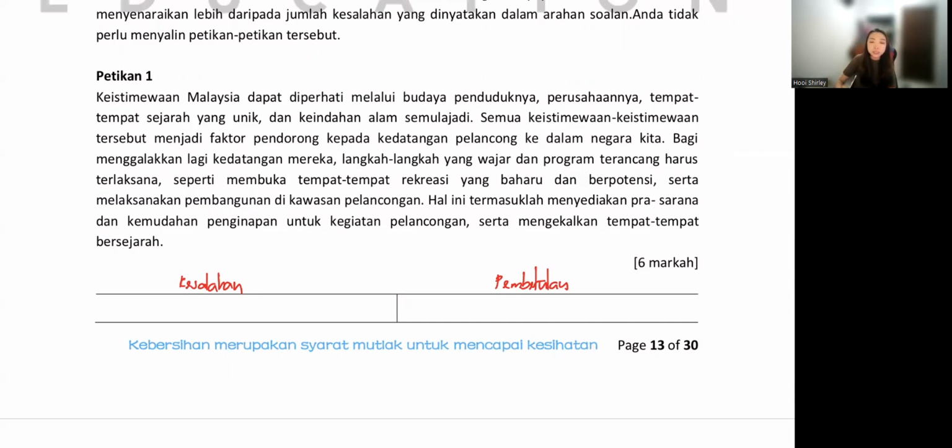If you don't want to do it in a table, you may also do it in this way. Let's say this is a kesalahan ejaan. This is the correct one. Then continue, move on. Second, third. Number 2, number 3, number 4. So this is how we present the answers for the penyuntingan.